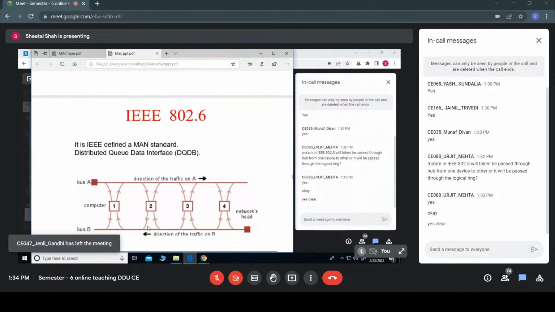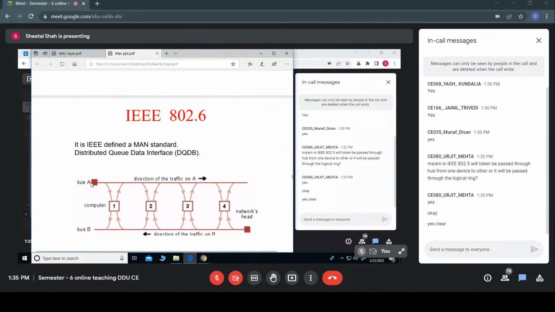And every host or every station should know which stations are to its right and which are to its left. So station 2 should know that station 3 as well as station 4 are towards its right and station 1 is towards its left. The position of the other hosts should be known by each of the stations.